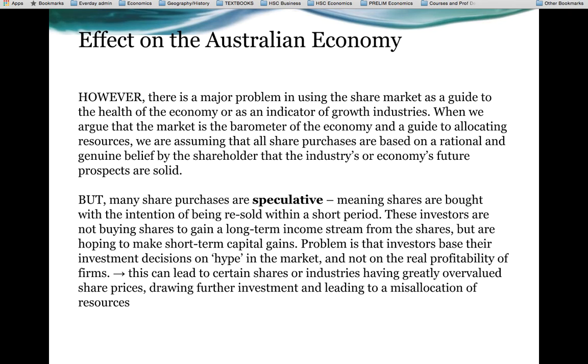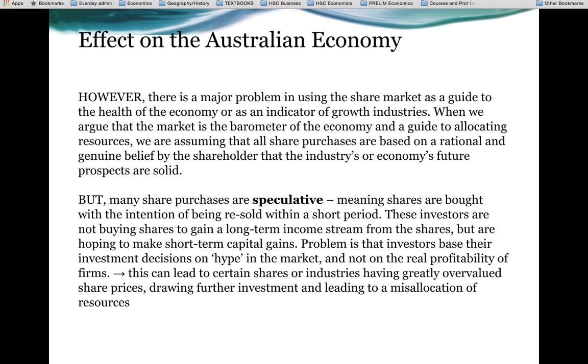However, there is always a limitation. When we argue that the market is a barometer or a measure of the economy, we are assuming that all share purchases are based on a rational and genuine belief. And as I said before, many of the share purchases are speculative, meaning that shares are bought with the intention of being resold in the short term.